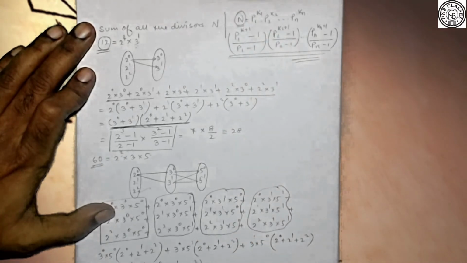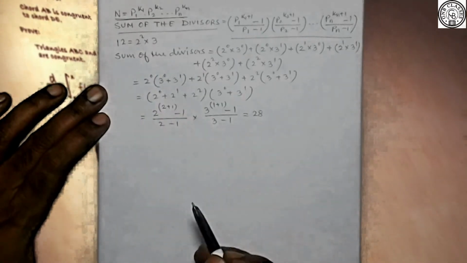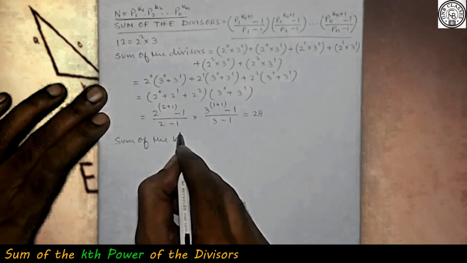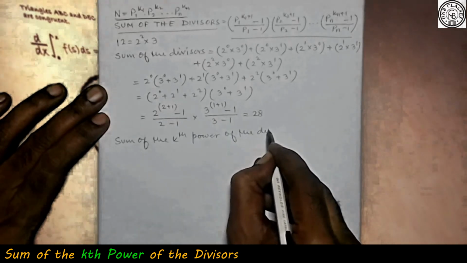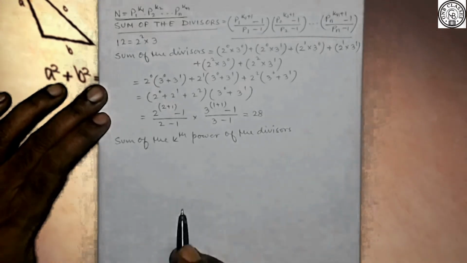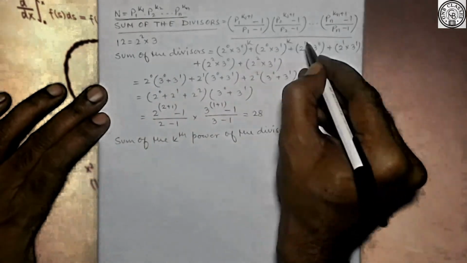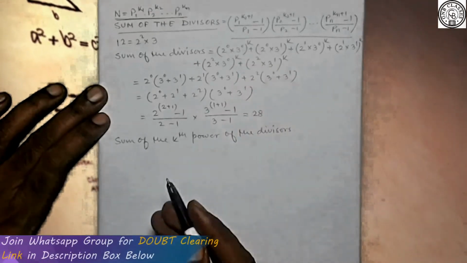Now I can give a little twist in this problem. The twist is that if I ask you what is the sum of the kth power of the divisors, what will happen? Kth power of the divisors means you are actually finding these divisors but with the kth power. Now let us see what changes will occur.